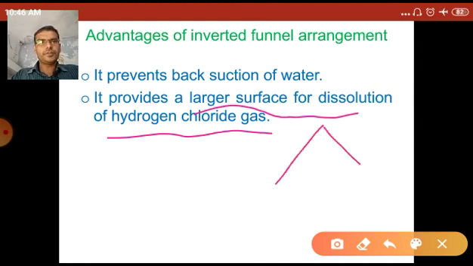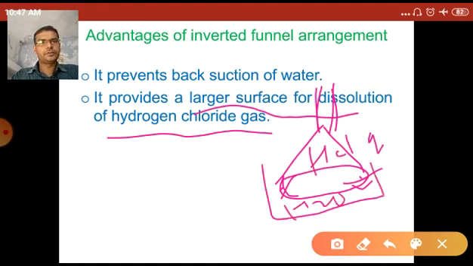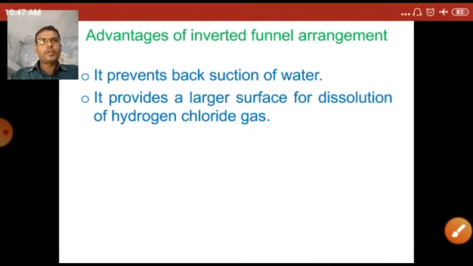So funnel shape, inverted funnel. This is the rim of the funnel. So funnel shape provides a large surface area for the dissolution of hydrogen chloride gas into the water. So here are the two advantages of inverted funnel arrangement. It prevents back suction of water. It provides a large surface area for dissolution of hydrogen chloride gas.